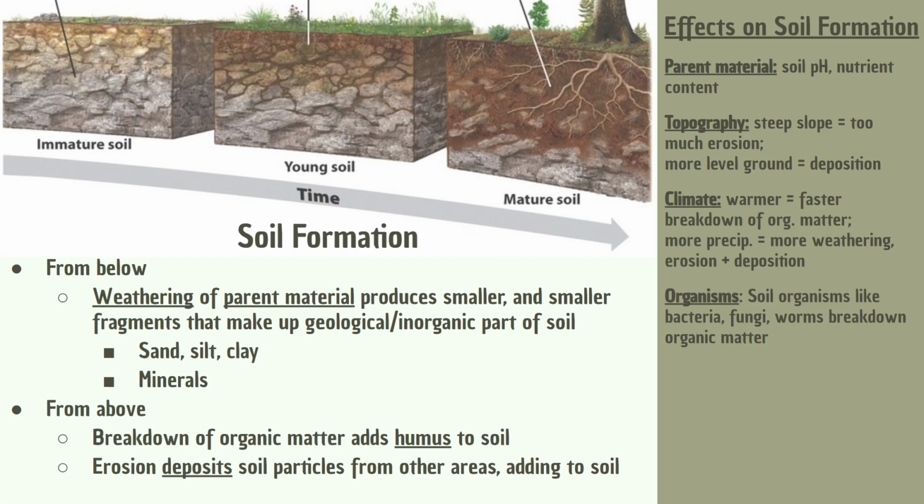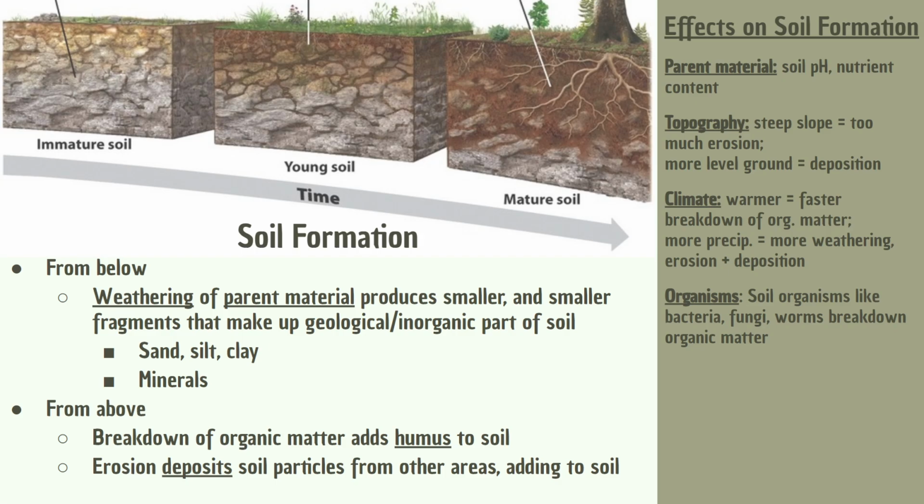Then we have topography. If the slope is too steep in an area, then soil formation will really be hindered because so much soil is going to be eroded away from that area, which is going to slow down the rate of soil formation. However, if you have more level ground, especially nearby a more steep slope, that is going to lead to a lot of soil deposition, which can increase the rate of soil formation.